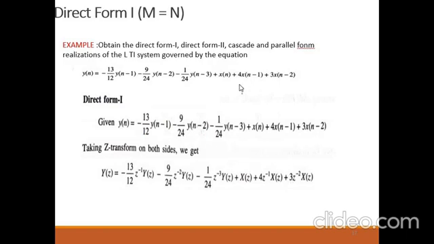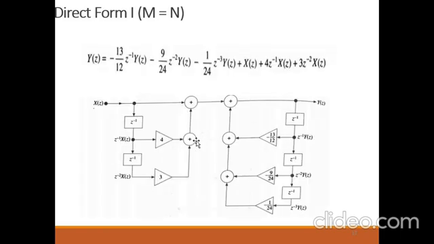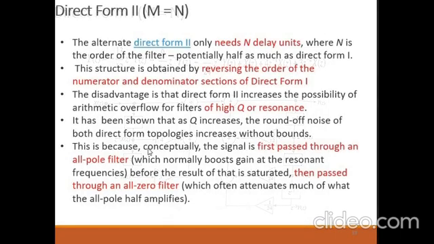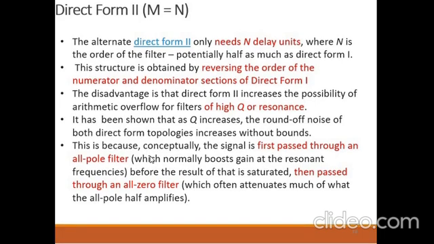We can see we have taken the Z transform, and we know these are the poles, and these are the zeros. Then we can say these are the poles. Next, the second direct form. The second direct form is the reverse order of the direct form 1.